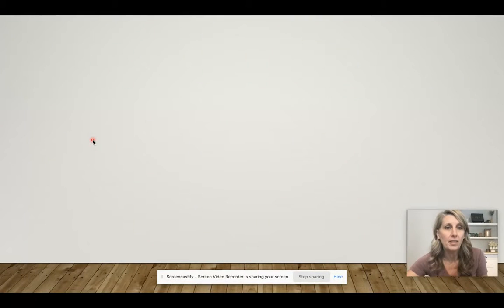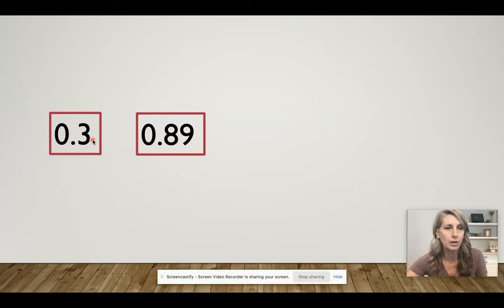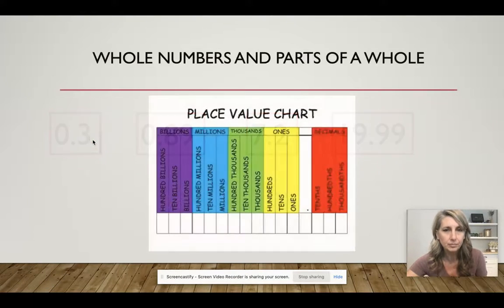We know that they are part of a whole, like in these two, or they can be in combination with whole numbers like these two. We know that they are an extension of our place value chart.